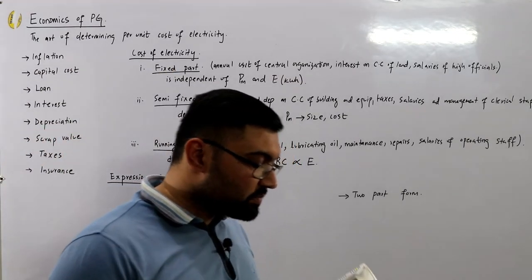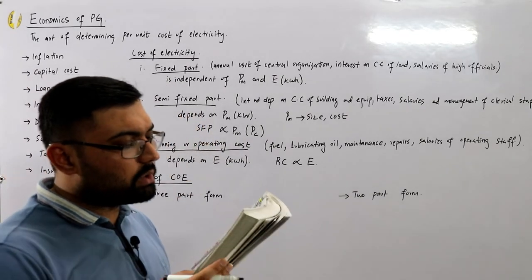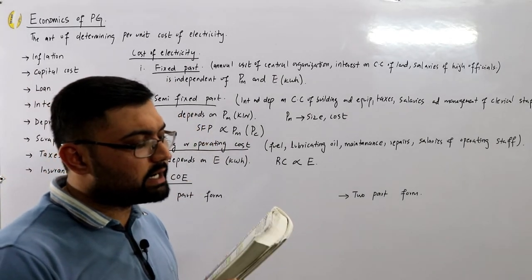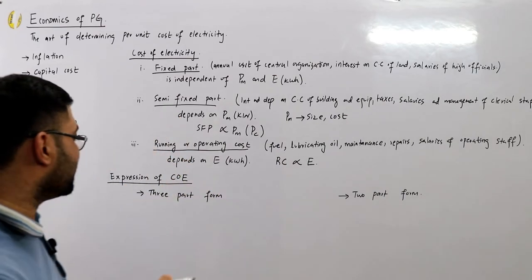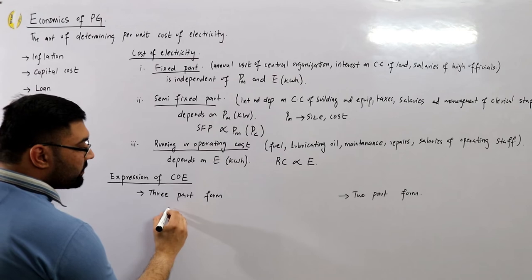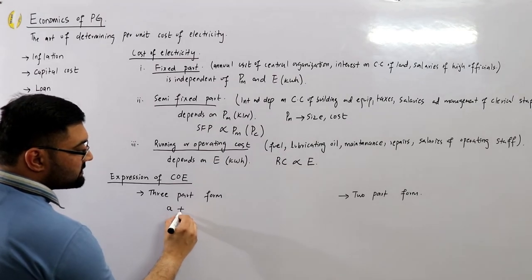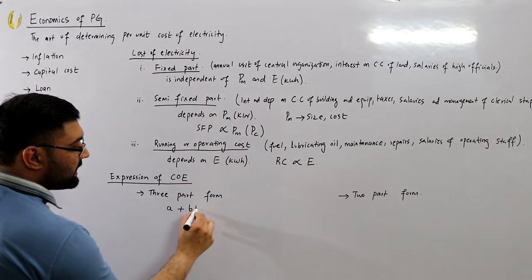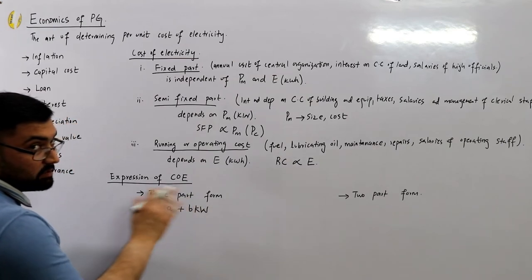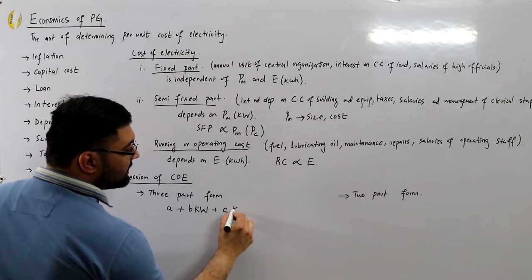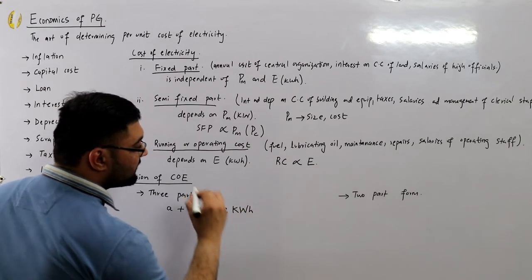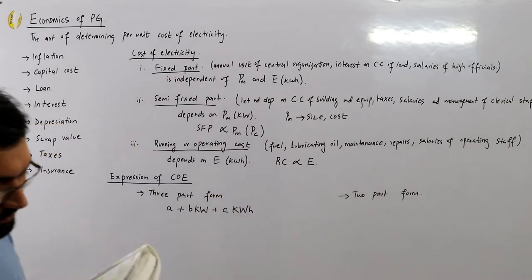So the three-part form: the overall cost of electricity generated is divided into three parts. Fixed part, semi-fixed part, running part. So in the three-part form, you have cost A, plus cost B dependent on the maximum demand in kilowatts, plus cost C dependent on the energy units in kilowatt hours.